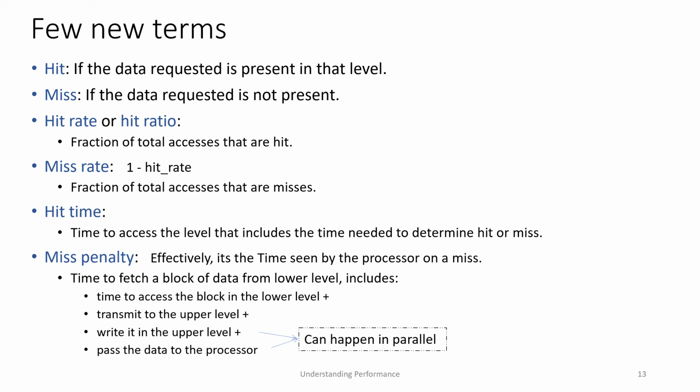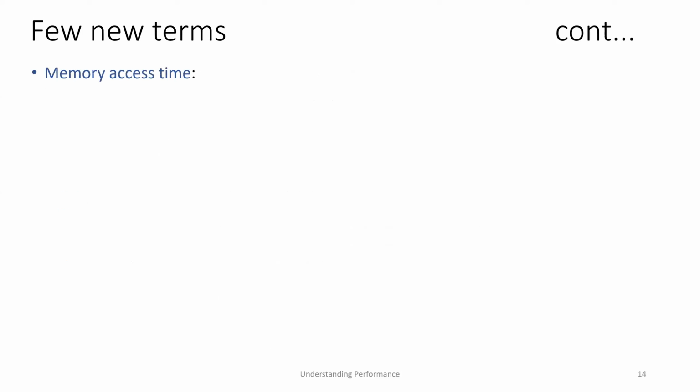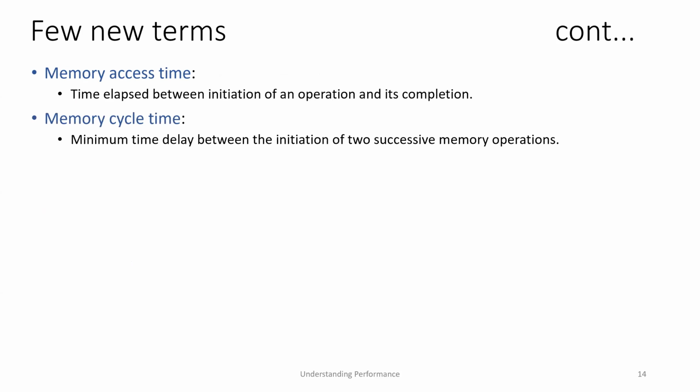So let me go to the next. The memory access time is the time a particular level takes from the moment it gets a request until it responds with data, right? Memory cycle time is the minimum delay between two consecutive requests. It means, let's say if L1 says, okay, I'm already working on data, so don't give me any further requests, wait for 5 cycles. So that 5 cycles is our memory cycle time.